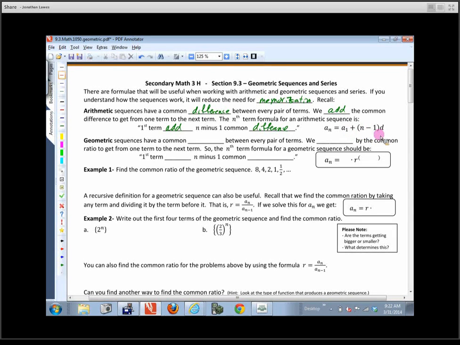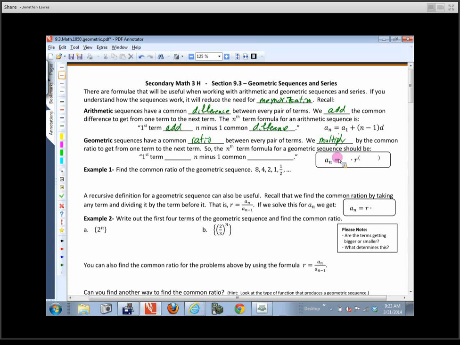Well, if you think about it, the only difference between an arithmetic sequence and a geometric sequence is, instead of having a common difference, they had a common, anybody remember what we called it? A common ratio. And instead of adding to go from one term to the next term, what did we do? We multiplied. So they have a common ratio between every pair of terms, and we multiply by the common ratio to get from one term to the next term.